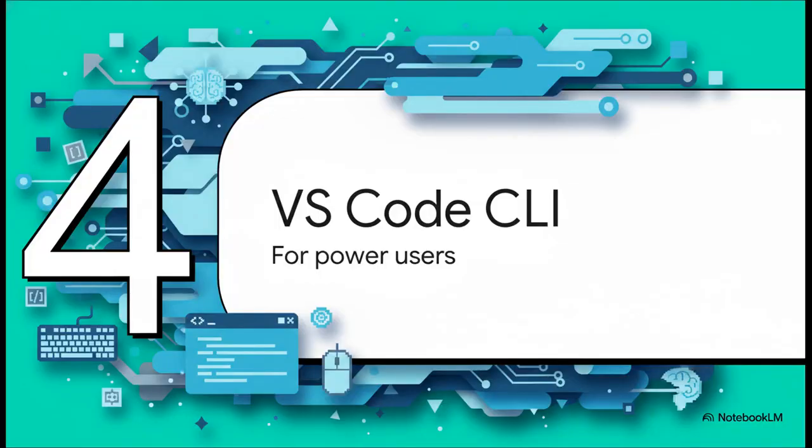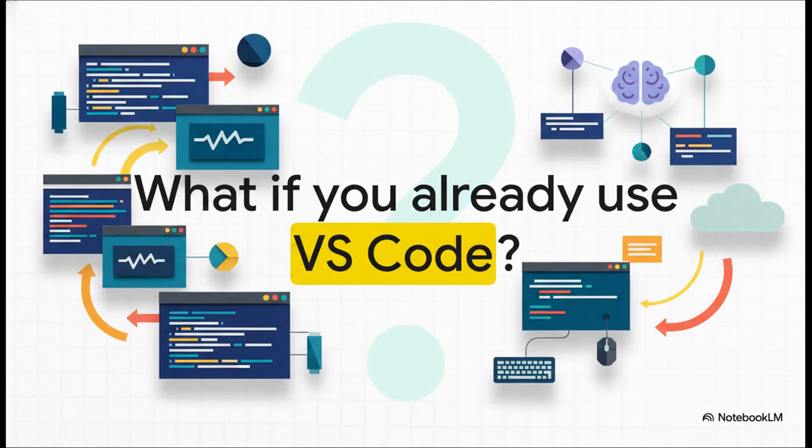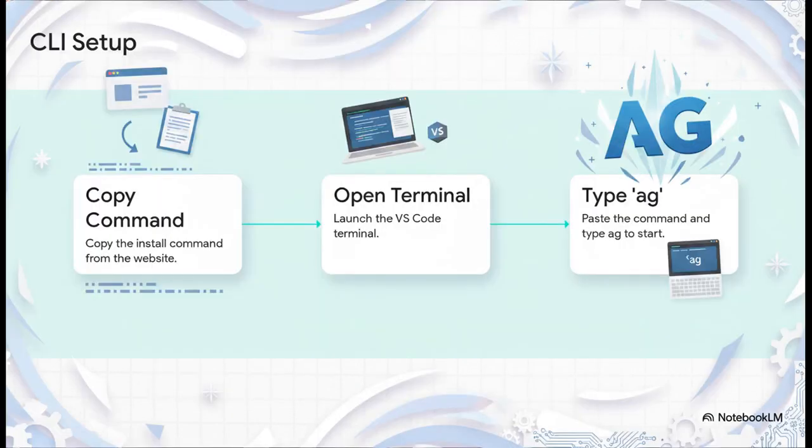Which brings us to Section 4, using the VS Code CLI. This one's for the power users. Because let's be totally honest, if you are deep inside a complex project, the absolute last thing you want to do is tab out and open some separate desktop app. Google clearly knew this, which is why they built a super streamlined command line interface solution specifically for folks already living in VS Code. Integrating it is crazy fast.